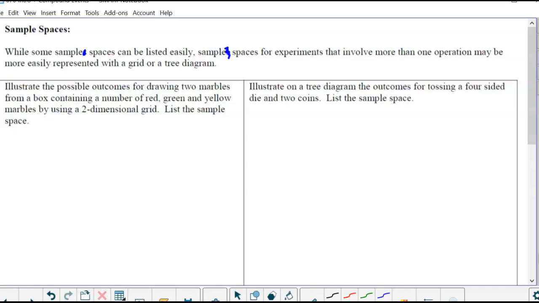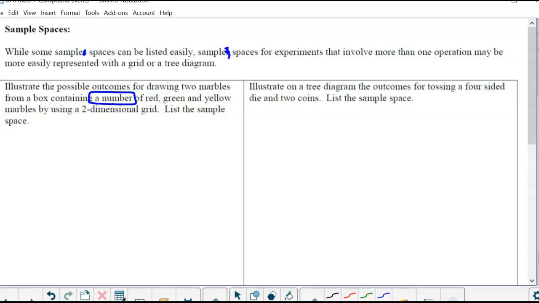This first example is a little bit weird if you read it. It says, illustrate the possible outcomes for drawing 2 marbles from a box containing a number of red, green, and yellow marbles by using a 2-dimensional grid. List the sample space. So in this case, pretty hard to do it exactly when you're not told how many.